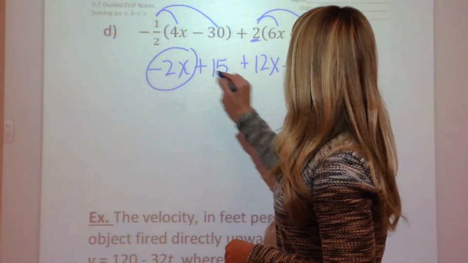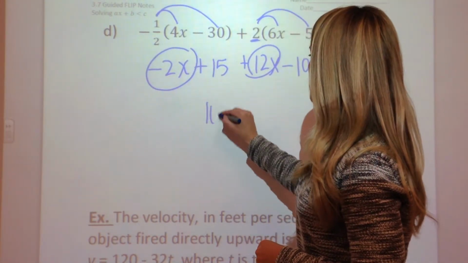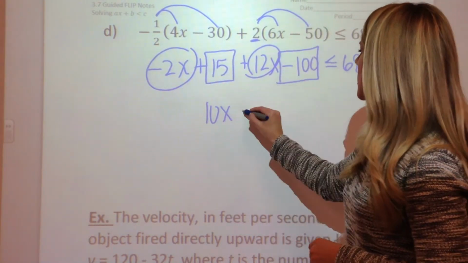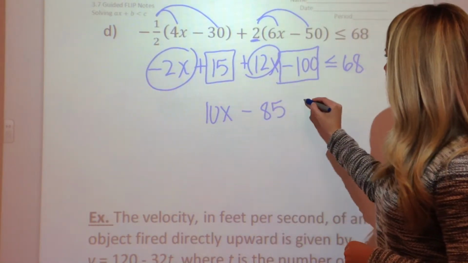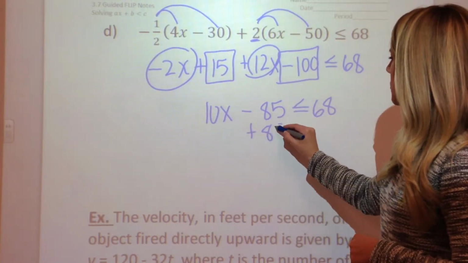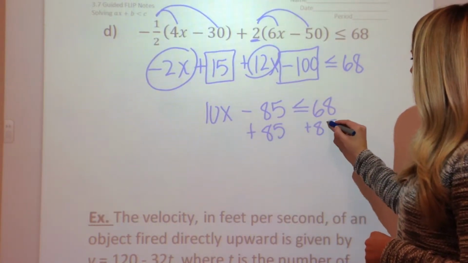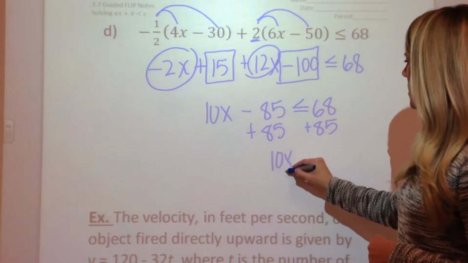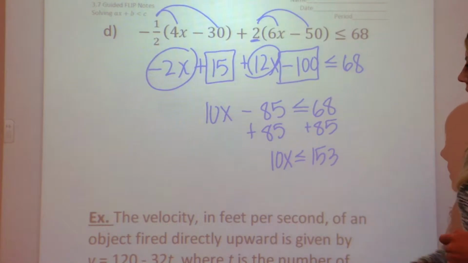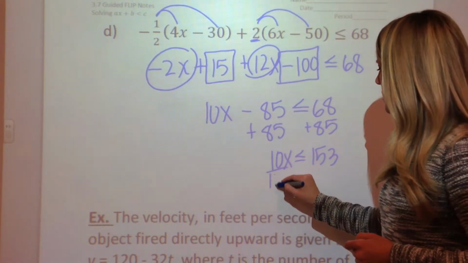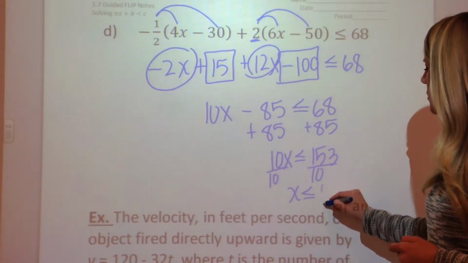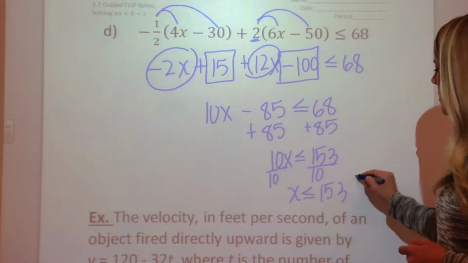So I've got negative 2x and 12x, which is 10x. 15 and negative 100 is minus 85, is less than or equal to 68. Add 85 to both sides. So 10x is less than or equal to 153. Now then, multiply by 1/10, which is the same as dividing by 10. So x is less than or equal to 15.3.